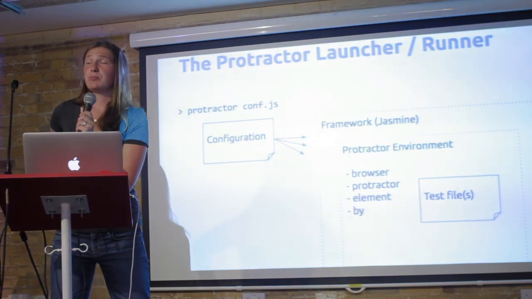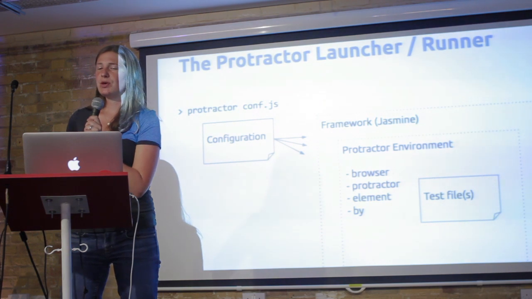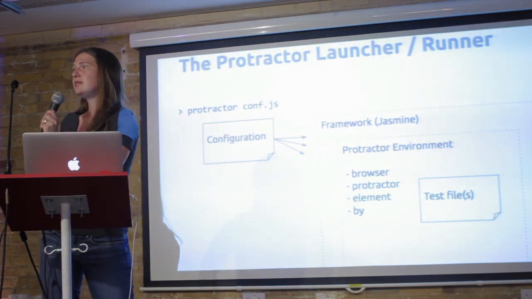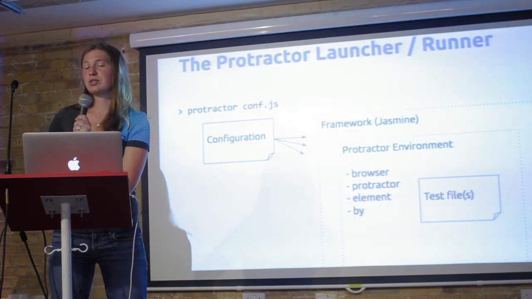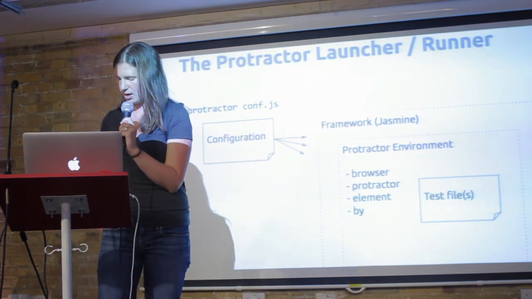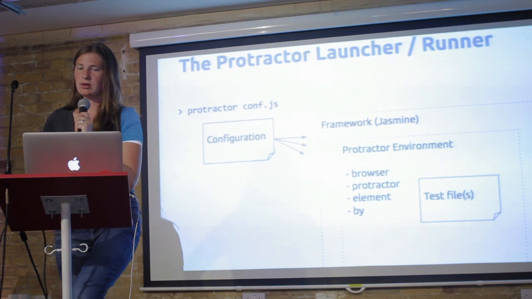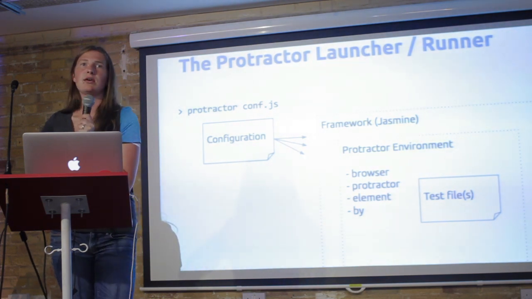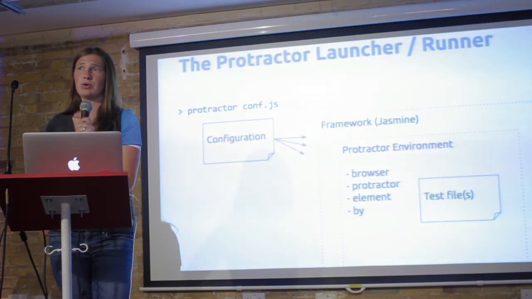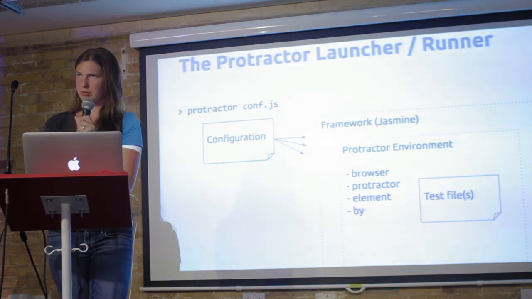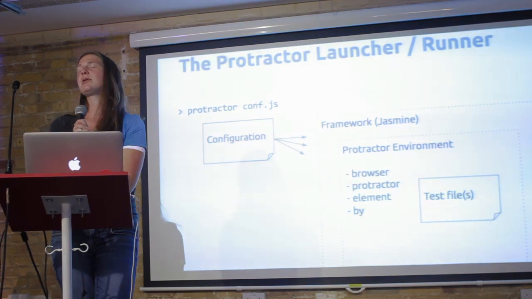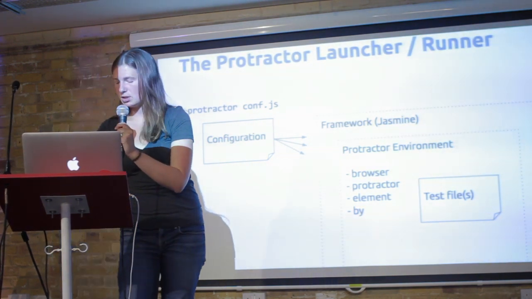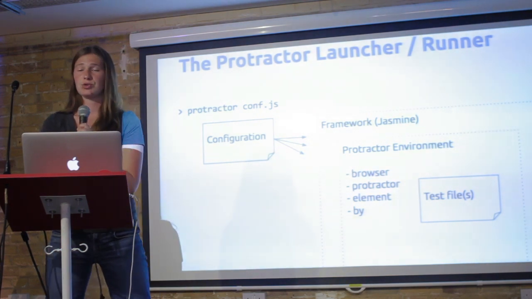And then additionally, the Protractor environment is set up. So the runner adds these globals to your test: browser, Protractor, element, and by. And they're set up with an instance of WebDriver backing them. So this is one implementation of whatever browser you've set up to configure. And then finally, your test files run in that environment and are using those globals to actually control that environment.